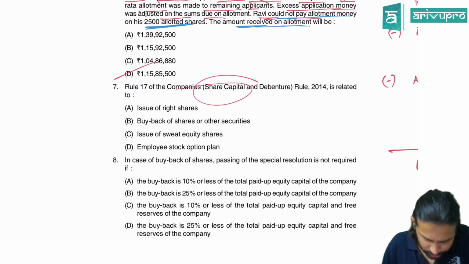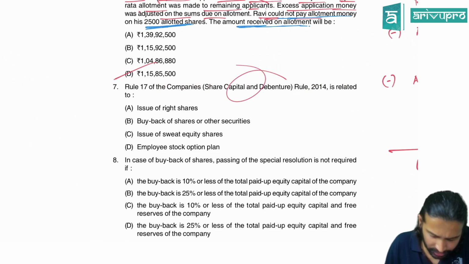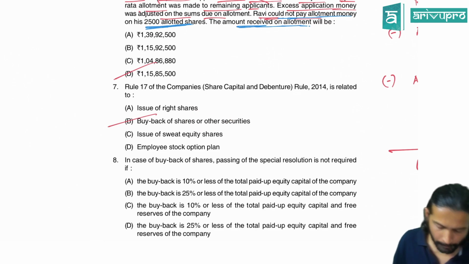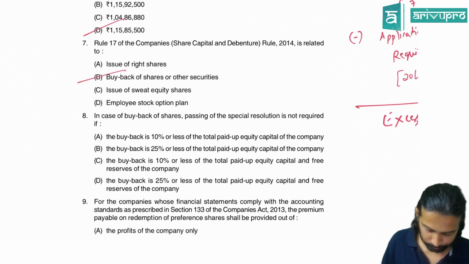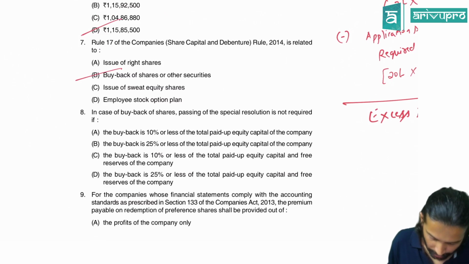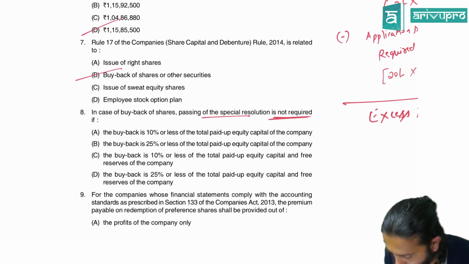Okay, coming back to the next question. Rule 17 of the Companies (Share Capital and Debenture) Rules is related to what? Again, a Companies Act section. This is related to buyback of shares and securities. Answer is B. Bengaluru. B is the answer for that.